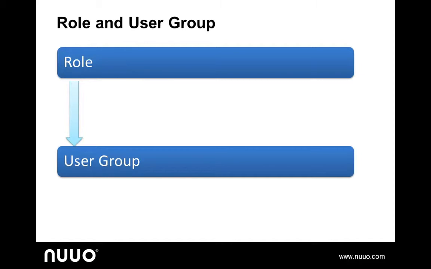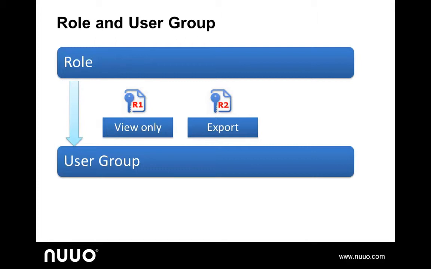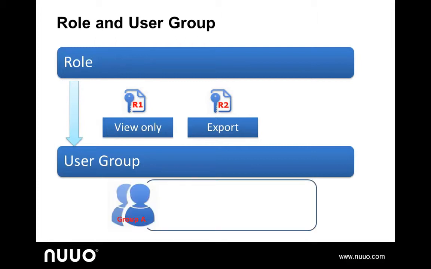For example, let's say that in one company only the security guards and management are permitted to view video. We can define role 1 as users restricted to viewing privileges and role 2 as users enjoying video export privileges. Next, we create the user group. This group has 1 supervisor and 2 guards.